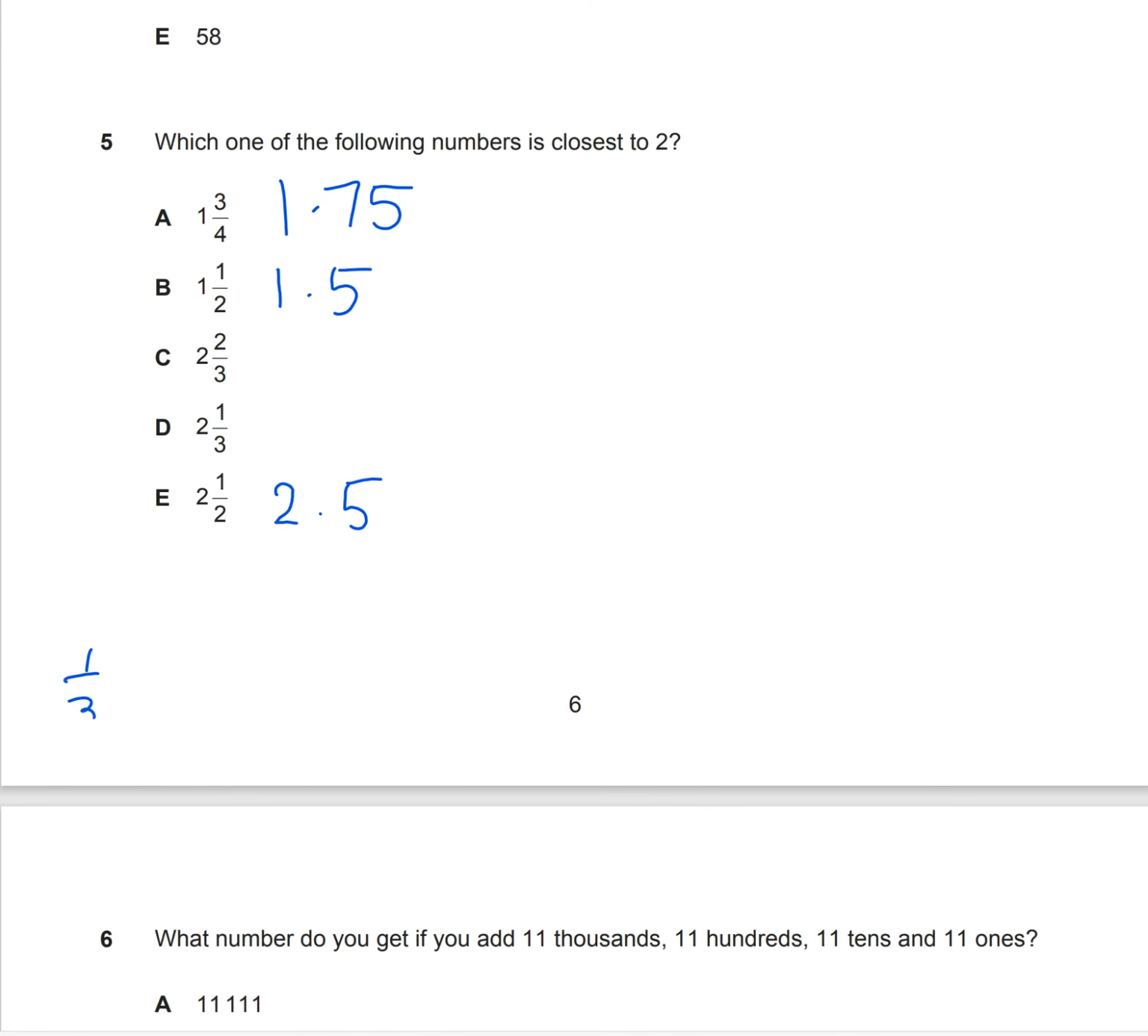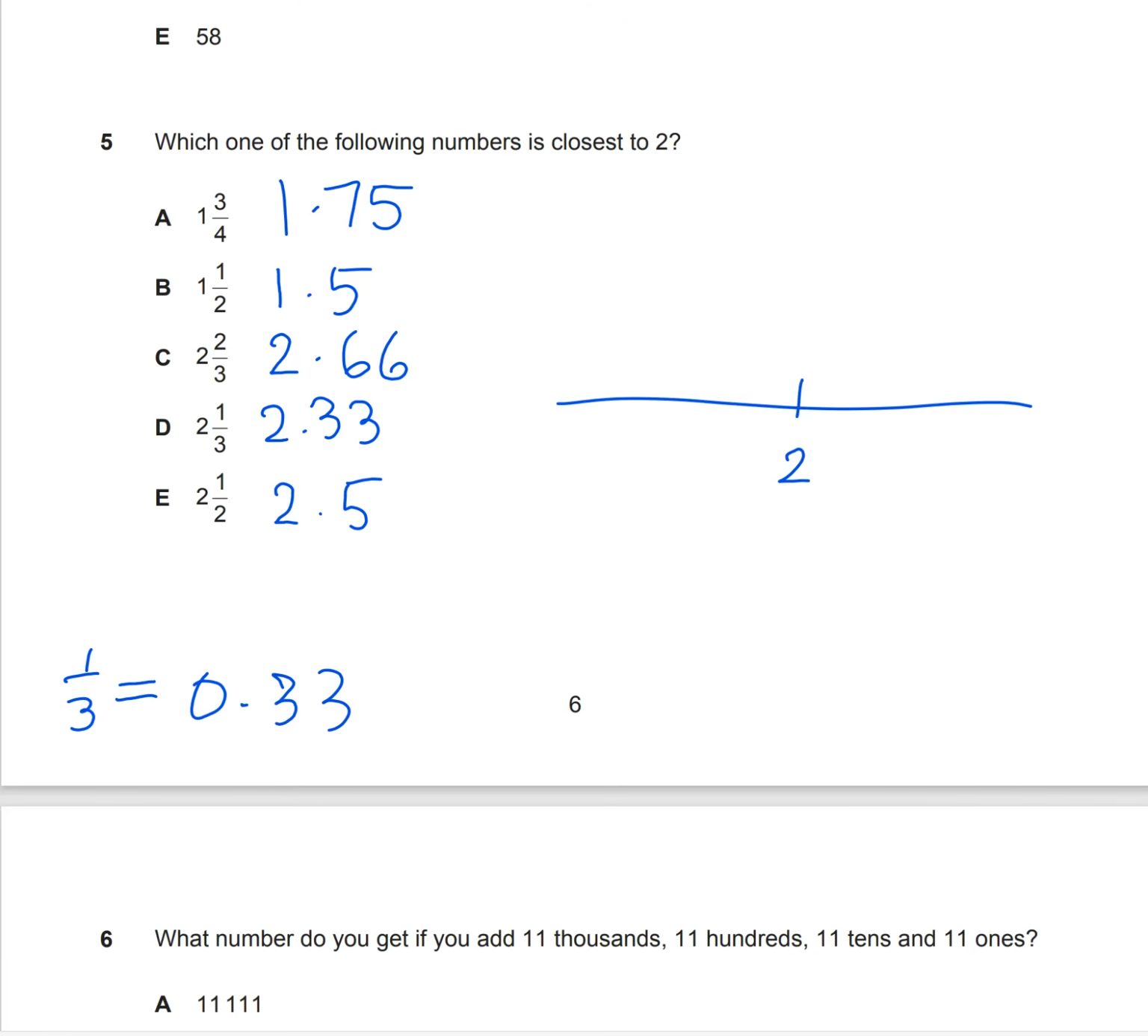Now a third we will simplify by saying is 0.33. So 2 and 1/3 will be 2.33. You can imagine 2 and 2/3 will be 2.66. Now, the issue here is that on either side of 2, you can get bigger and smaller, right? So it could be 1.5 and here will be 2.5.